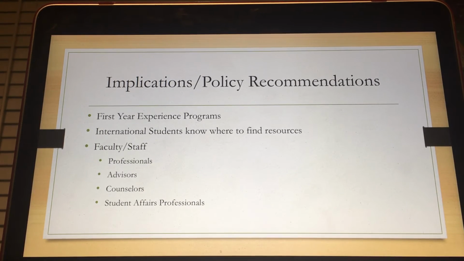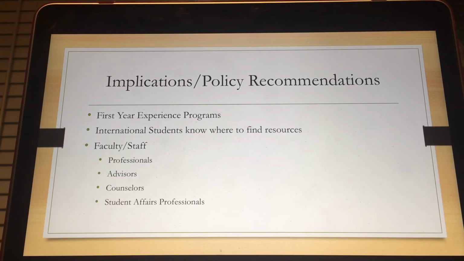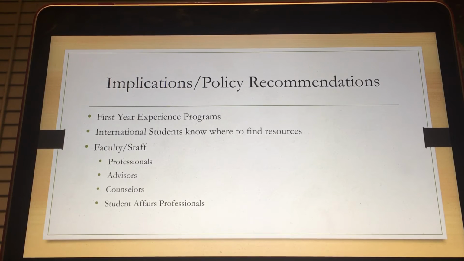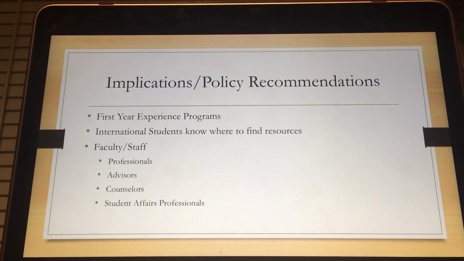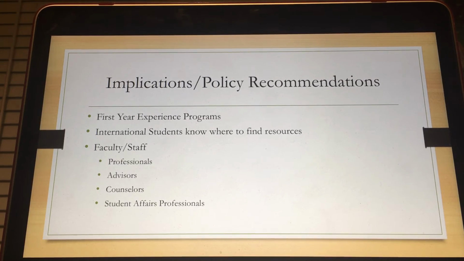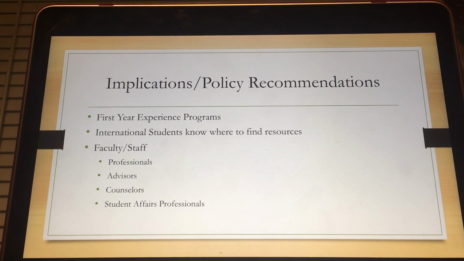The second implication / policy recommendation that I would have is that international students need to be made aware of where to find resources on campus. International students will often face many problems on as well as off campus. However, they will not always know where on campus they can go to talk to someone about them. There needs to be an office on campus where they can go to bring up problems as well as off campus problems that they have had.